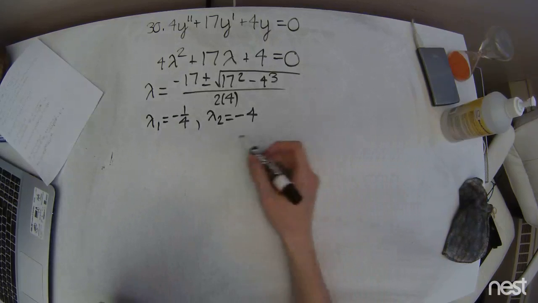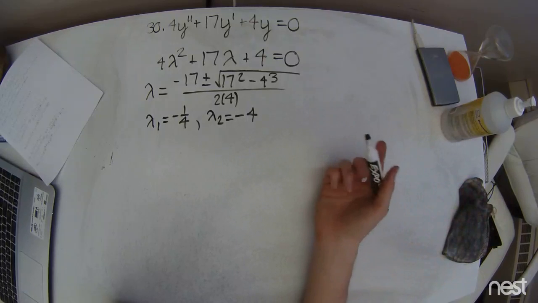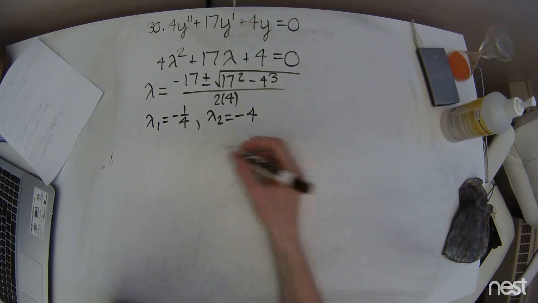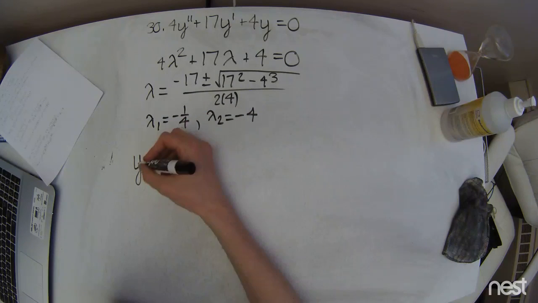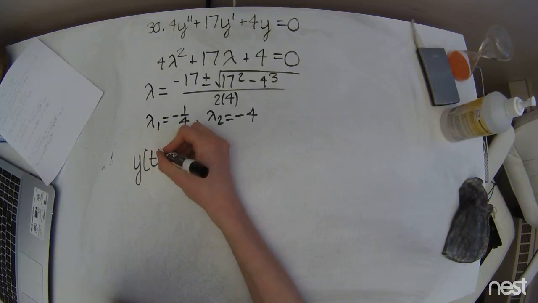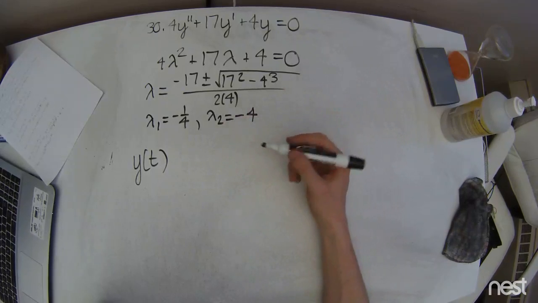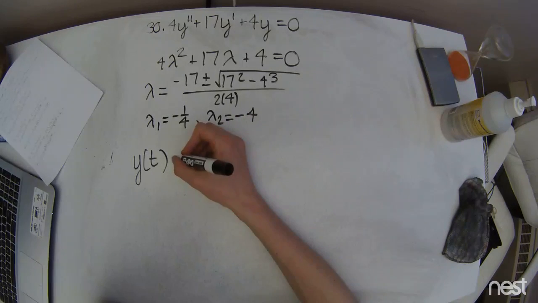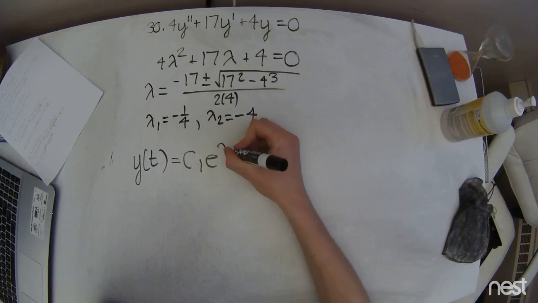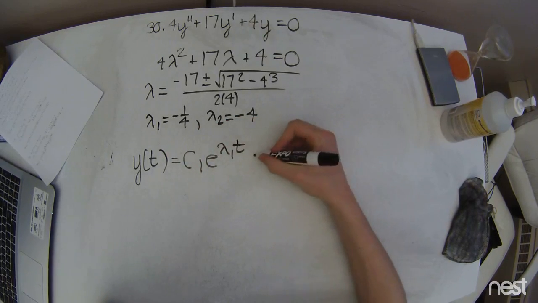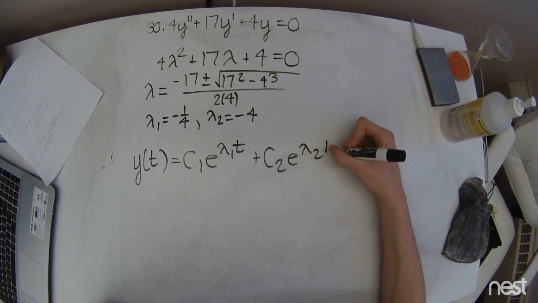Alright, so we notice we have real roots in this case. It's not complex. So if we look back at our notes or our memory, we can recall that the general form for real valued roots in a second order ODE is going to look like C1 e to the lambda 1 t plus c2 e to the lambda 2 t.